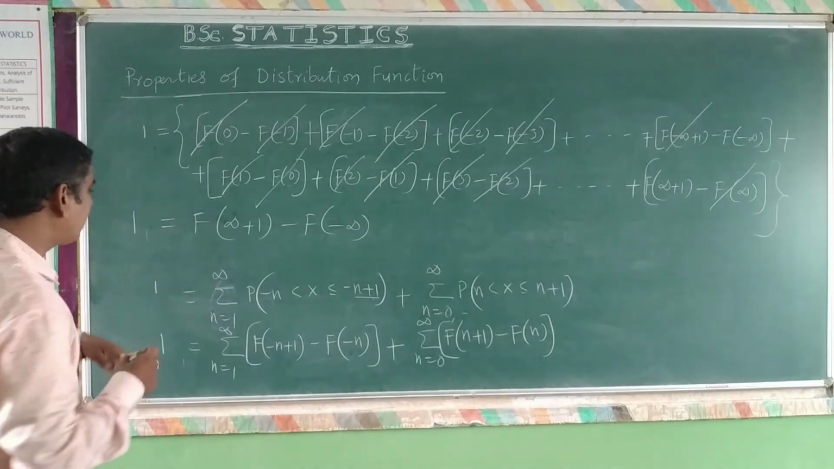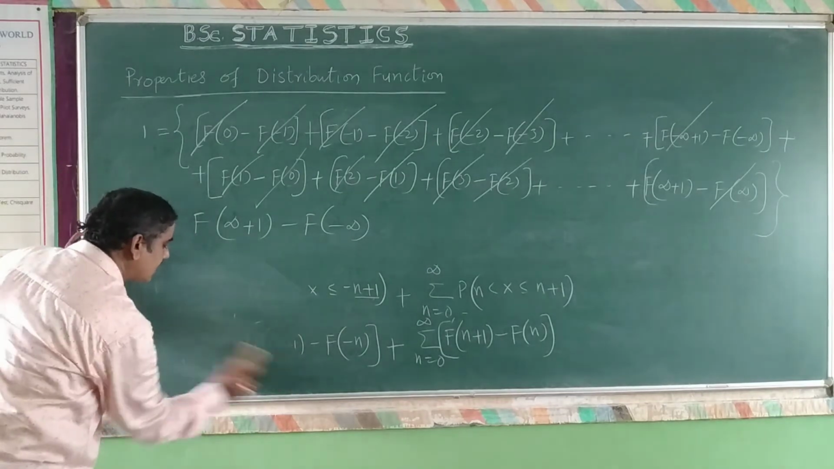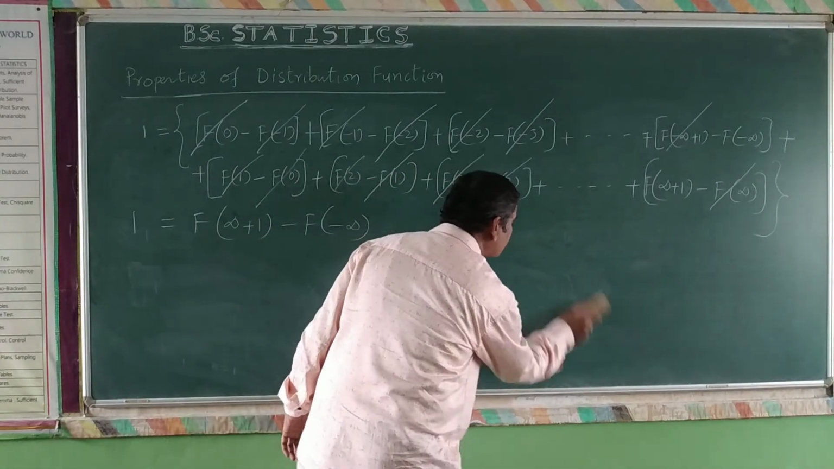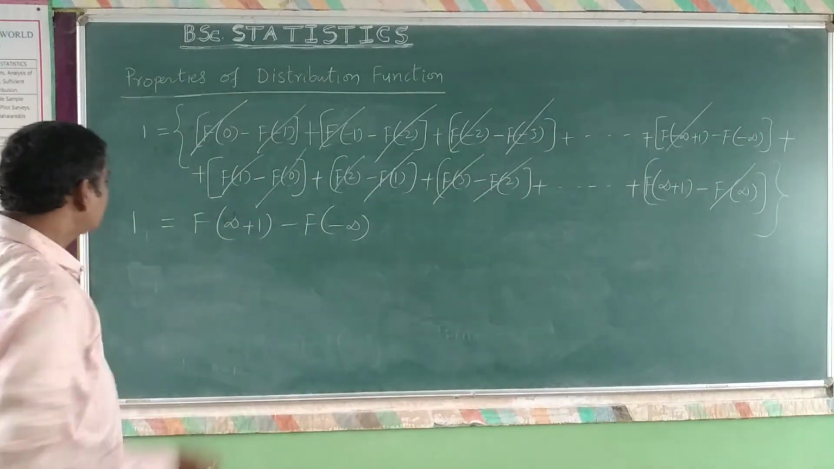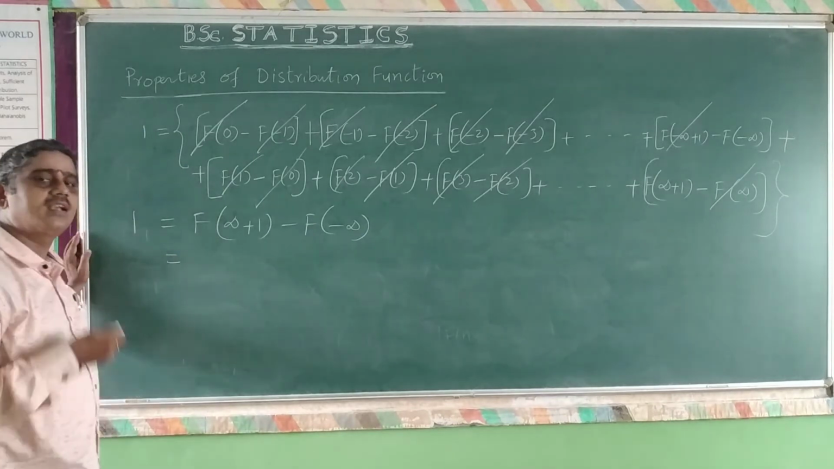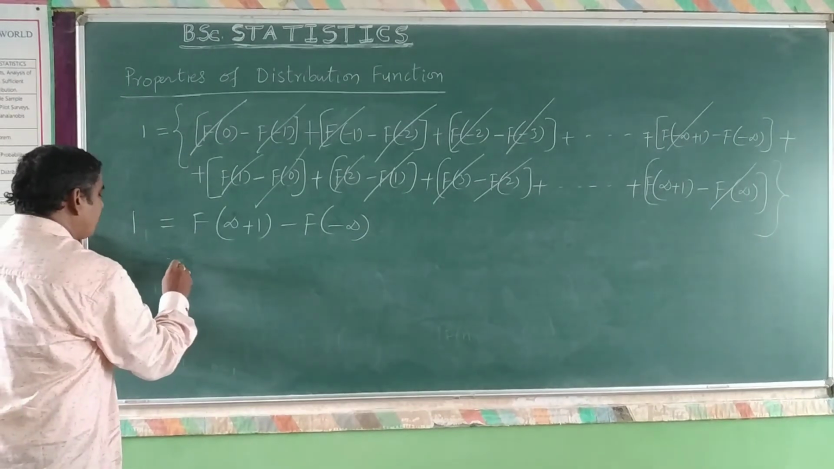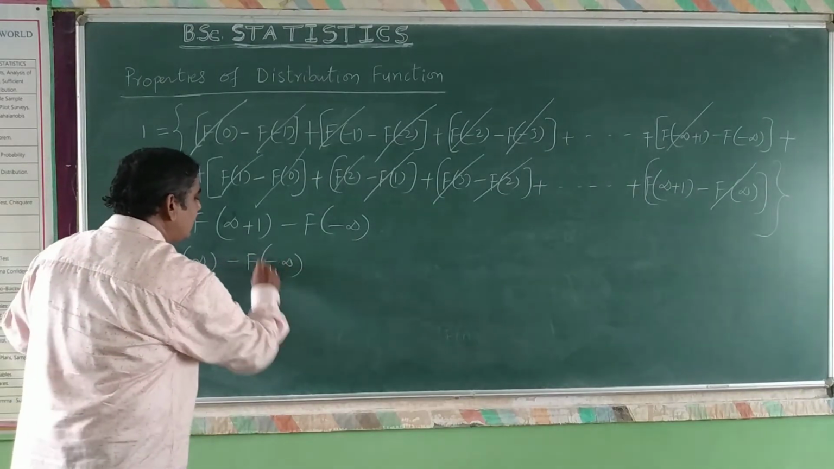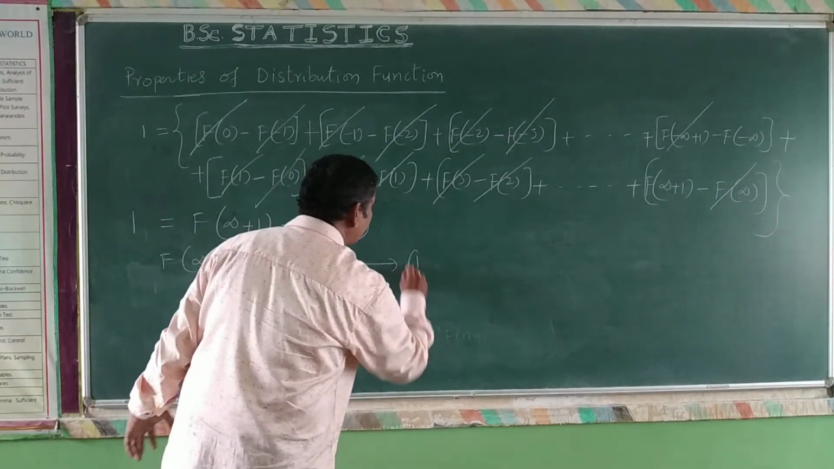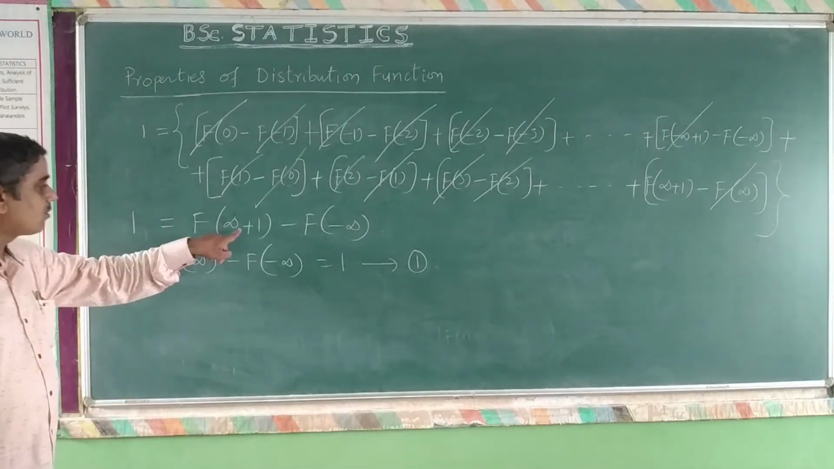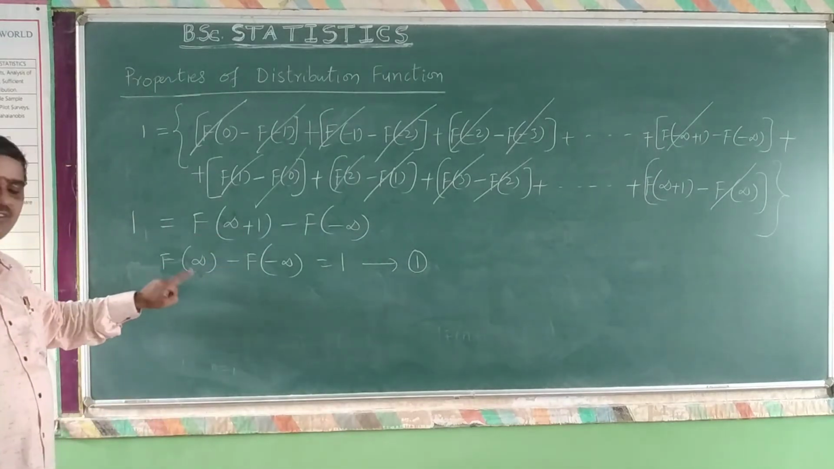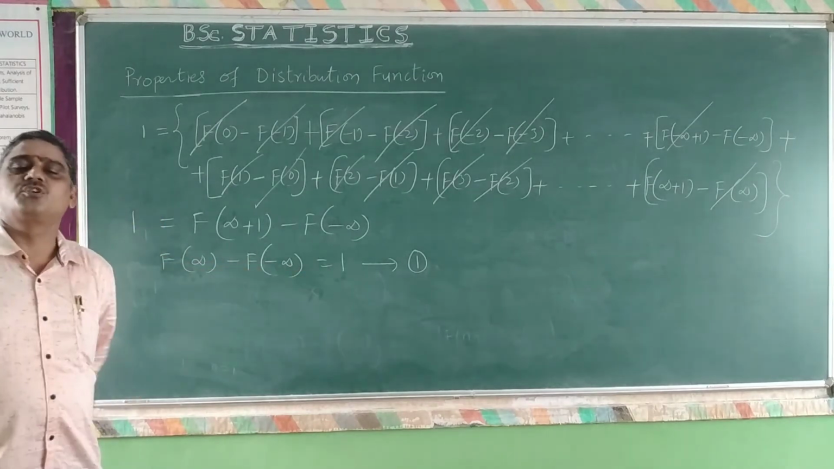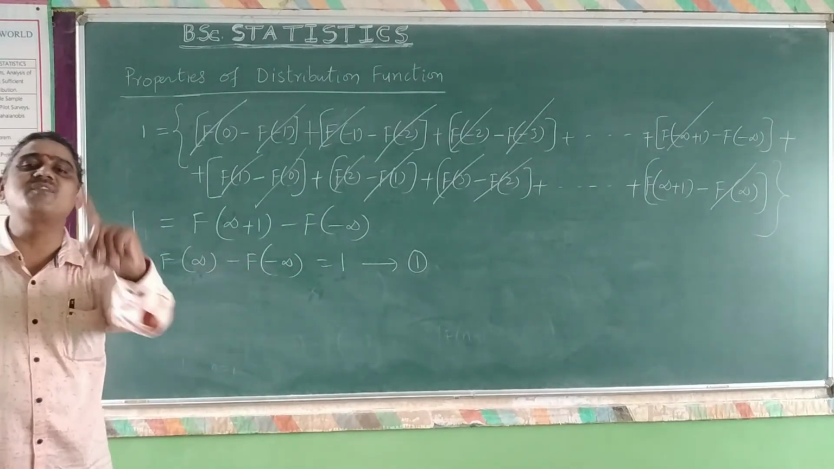Now I simplify again, that is, I change the term in terms of one particular specified pattern. So what is infinity plus 1? It is again infinity. Therefore f of infinity minus f of minus infinity is equivalent to 1. Let us consider this equation 1. I have considered f of infinity plus 1 as infinity, and f of infinity minus f of minus infinity is equivalent to 1. So this is the first equation I got.